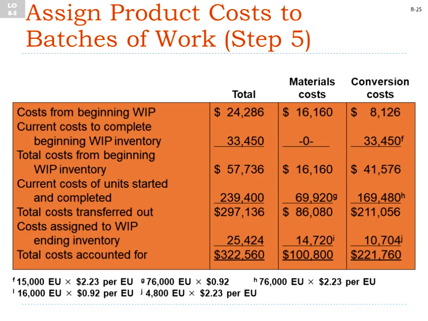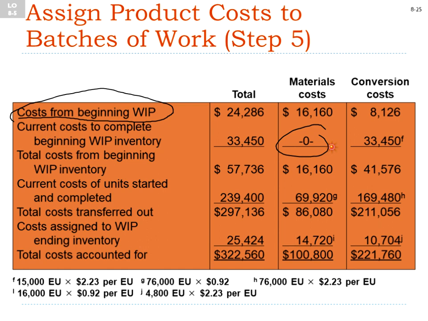And then finally, step 5, we're going to assign product costs to batches of work. One thing I want to bring to your attention is this middle column, the second row down with a 0 here. The first row says these are the costs from beginning work in process, and it gives you amounts for materials costs and conversion costs. The second line is the cost to complete the beginning work in process inventory. It gives us a 0 for materials costs.